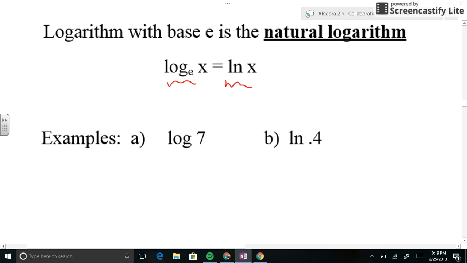Examples, log of 7 or natural log of 4, you could just type these in your calculator. Log of 7, which is basically a log base 10 of 7, and natural log of 0.4 is the same thing as a log base e of 0.4. These are the same. But what we want to do is type that in our calculator to get a decimal answer.